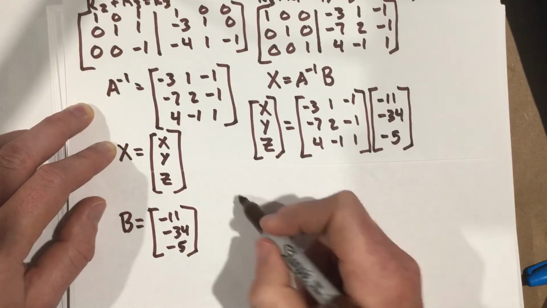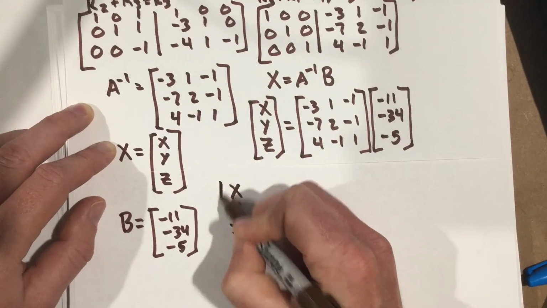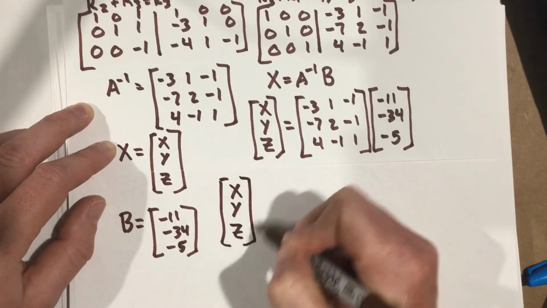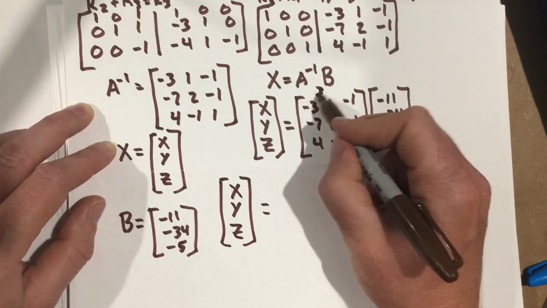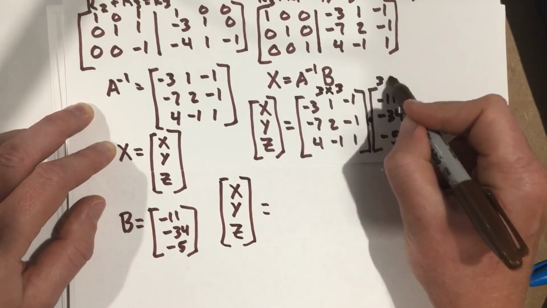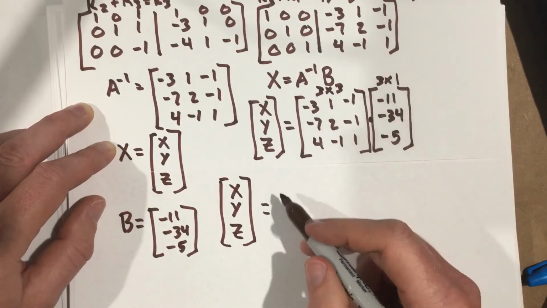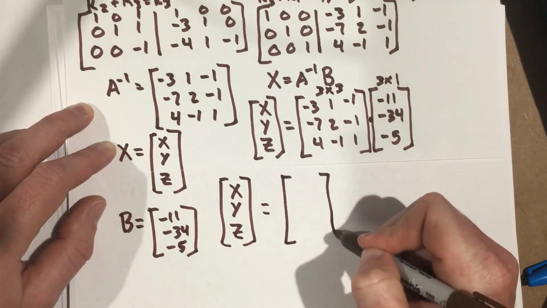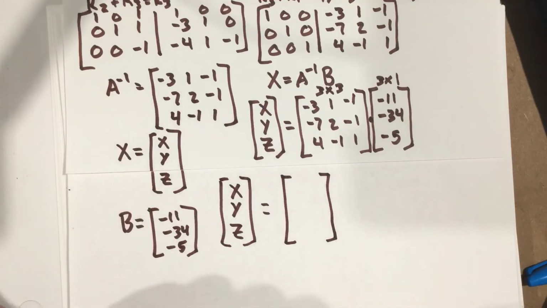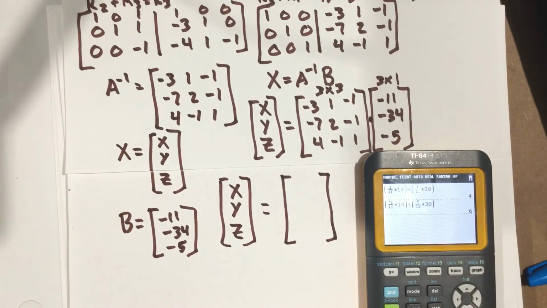So that means when I come down here, I'm going to say x, y, z is going to equal this multiplication. This is a 3 by 3 and a 3 by 1, meaning we're going to get a 3 by 1, right? Look at the outsides for our answer. So we're going to end up with a 3 by 1 here. Now, I'm going to go through in the calculator and do most of this work for the multiplying.